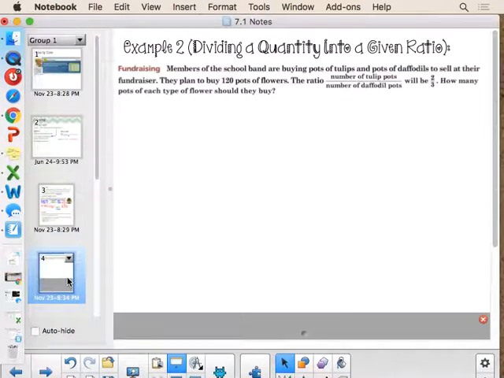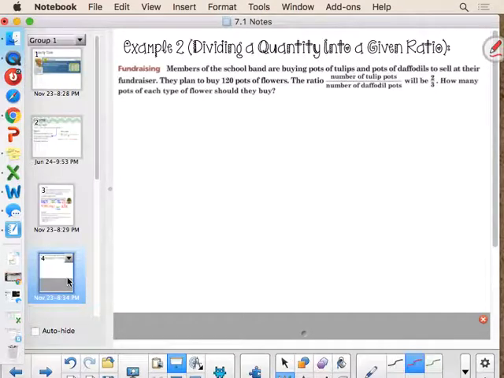All right, let's look at example 2. In example 2, members of the school band are buying pots of tulips and pots of daffodils to sell at their fundraiser. They plan to buy 120 pots of flowers. The ratio of the number of tulips to the number of daffodils will be 2 to 3. How many pots of each type of flower should they buy?